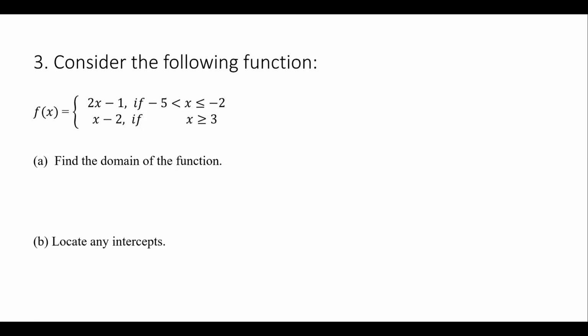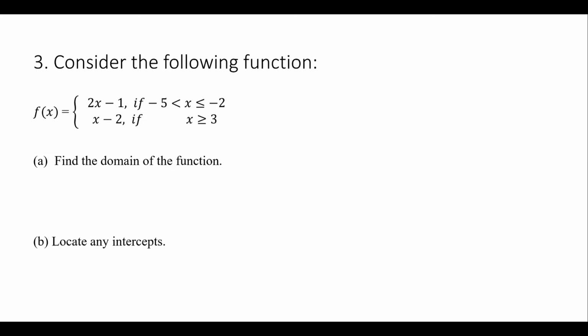So part A is asking us to find the domain of the function. This is equivalent to asking for what x's the function is defined. Well, it looks like the function is only defined for the x's that are between negative 5 and negative 2, and then for the x's that are bigger than 3.